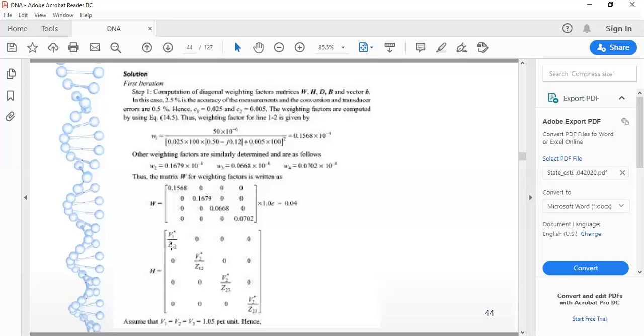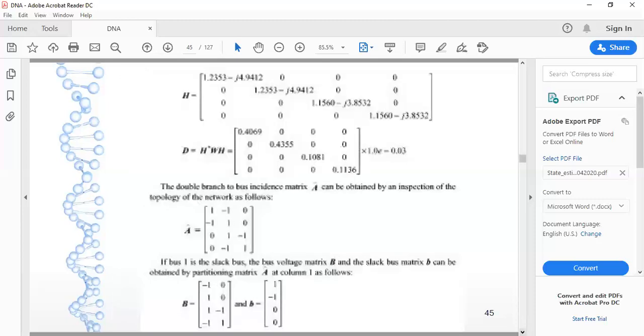Over here, bus number 1, 2 and 3 are connected and 4 measurements are taken. In order to solve this numerical, we have assumed that initially the voltage at bus number 1, bus number 2 and bus number 3 is 1.05 pu. Now if we assume bus number 1 as the slack bus, then determining small b and capital B will be very easy.